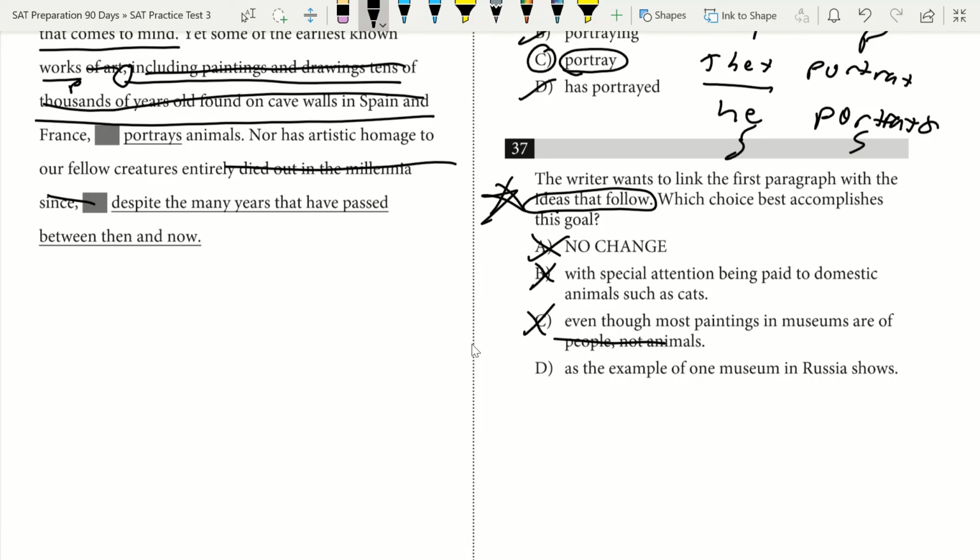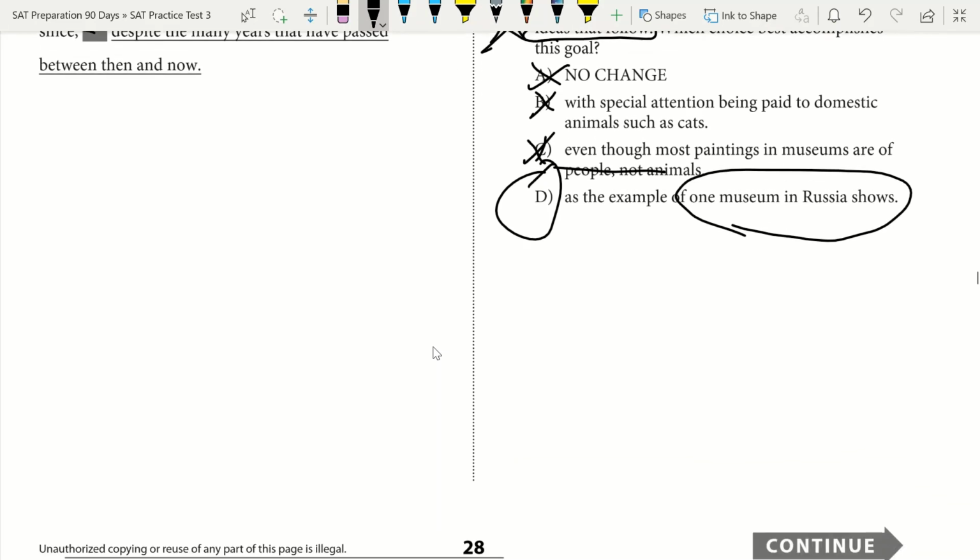Once again, not touching on the fact that we're really talking about this museum in Russia. We're really focusing in on that area of the text. D, as the example of one museum in Russia shows. We're talking about the Hermitage and the cats there. We're being very specific to that one museum. All right, so 37 is going to be D.